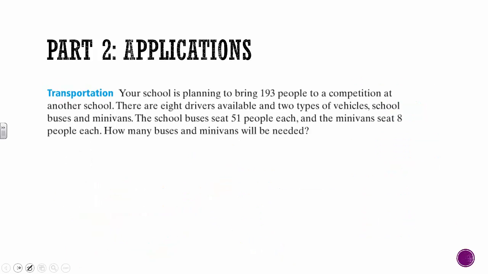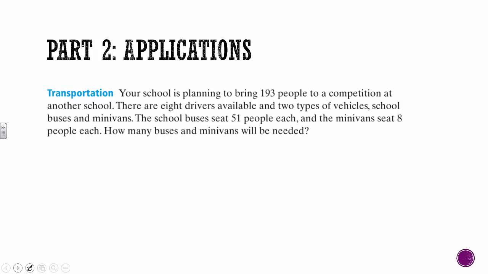So let's do another one. Your school is planning to bring 193 people to a competition at another school. There are 8 drivers available and 2 types of vehicles, school buses and minivans. The school buses seat 51 people each, and the minivans seat 8 people each. How many buses and minivans will be needed?